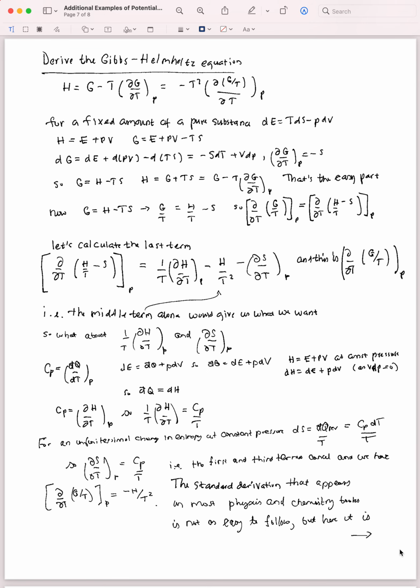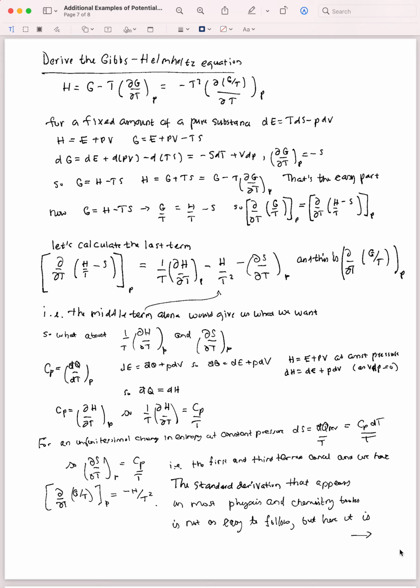And then I derive both versions of the Gibbs-Helmholtz equation, giving you actually two derivations of the second part of it, the usual one on the next page, and a somewhat simpler one on the bottom half of this page. To some extent, it depends on whether you prefer to do physics or mathematics.